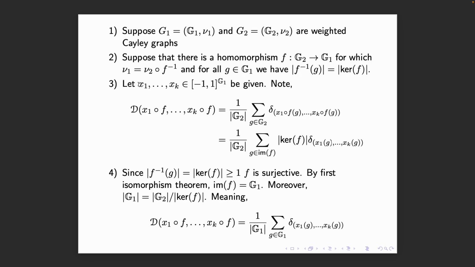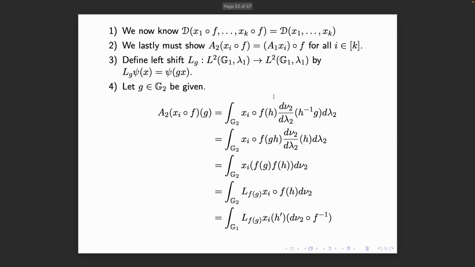Now I'm going to pick k functions valued between -1 and 1, defined on G1. Note that when we look at the joint distribution of these functions composed with the homomorphism, which turns them into functions defined on G2, after some algebra and an application of the first isomorphism theorem, we're going to find that it's equal to the joint distribution of those original k functions.